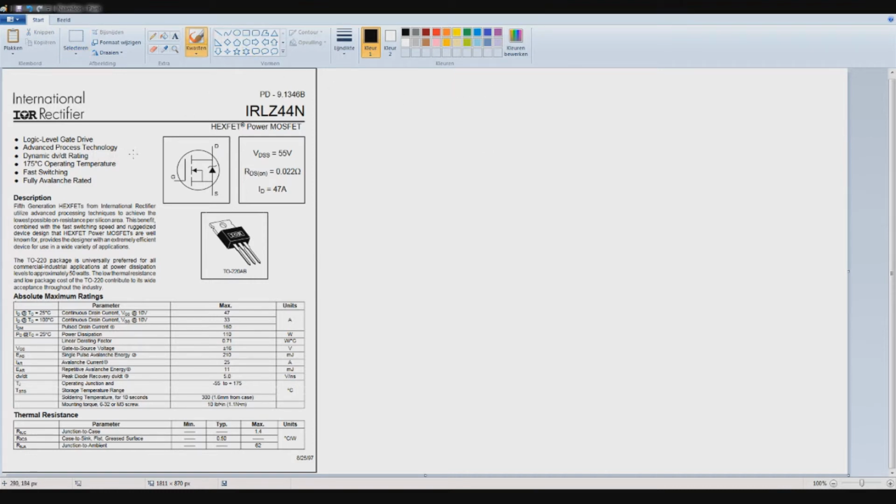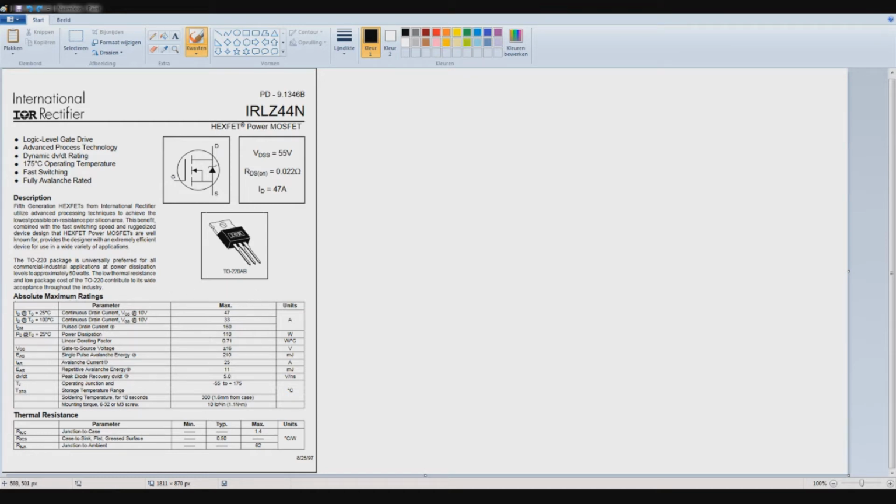It also says its operating temperature, rated for fast switching, and fully avalanche rated. Over here we can see the package. It comes in TO-220, and if we take a first look at the absolute maximum ratings.